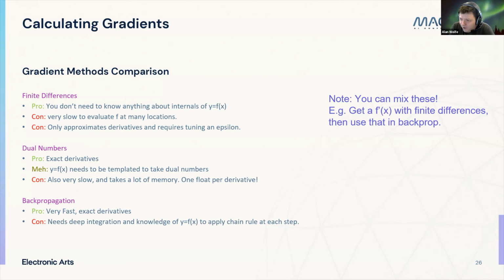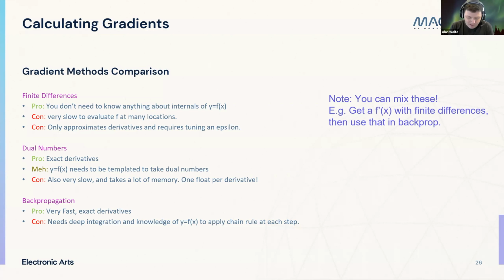Dual numbers are a little bit better in that they give you exact derivatives. Unfortunately, the function you're dealing with can't be a black box. In practice, that usually isn't too big of a deal, though, because you need to be able to modify that function to make it take a templated type so that you can give it dual numbers.